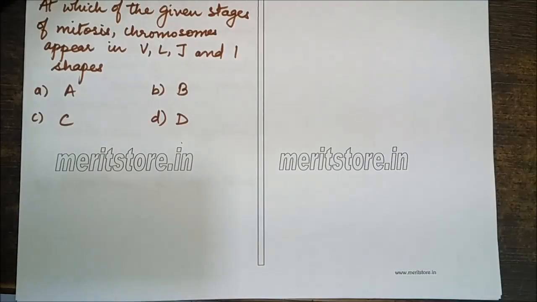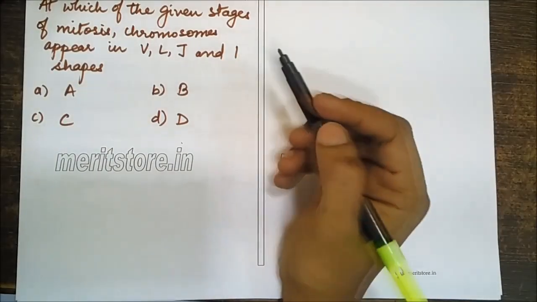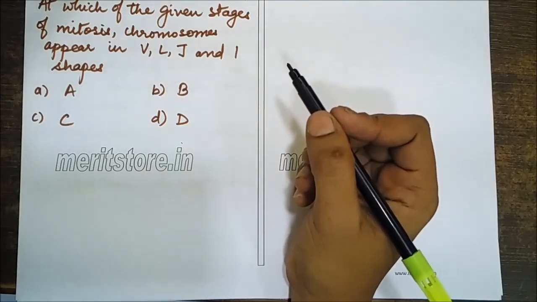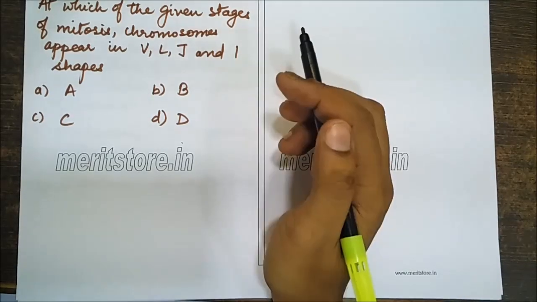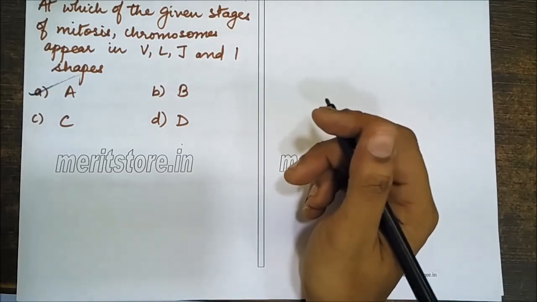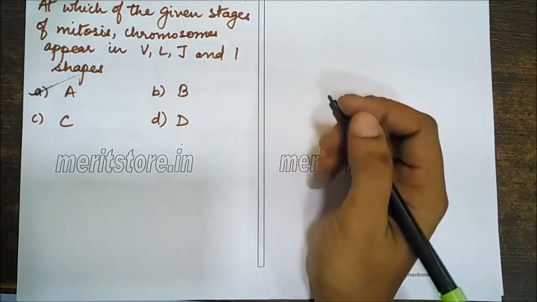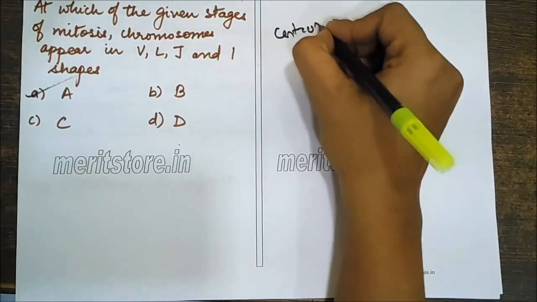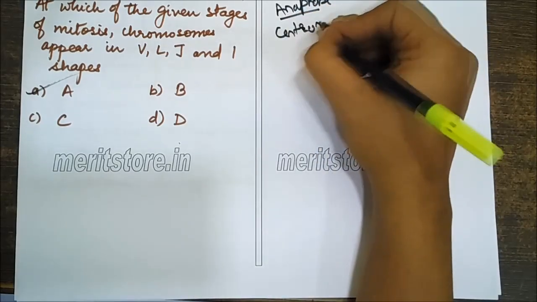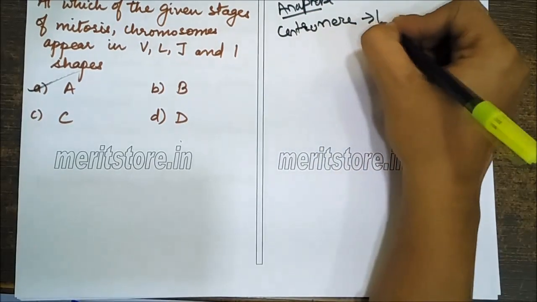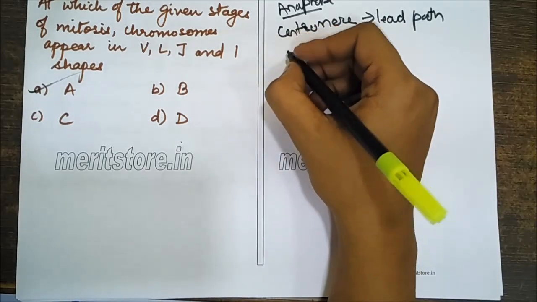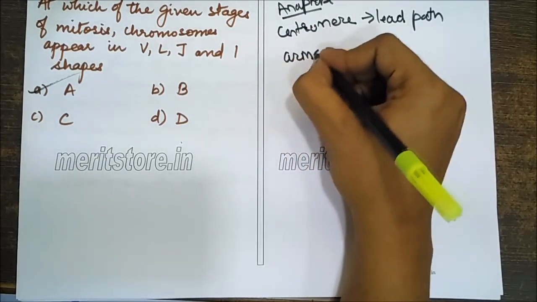Next question. At which of the given stages of mitosis will the chromosomes appear in V, L, J and I shapes? The correct option is A. See why? Because in the anaphasic movement of chromosomes, the centromeres lead the path, whereas the arms trail behind. So during the anaphase, the centromeres lead the path and the arms trail behind.